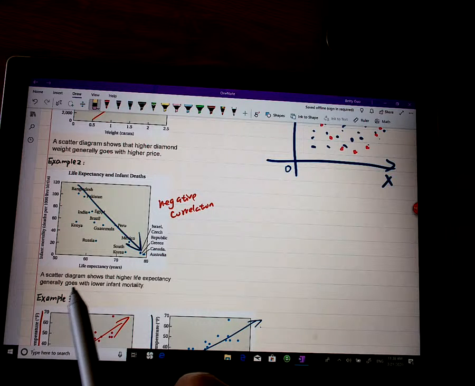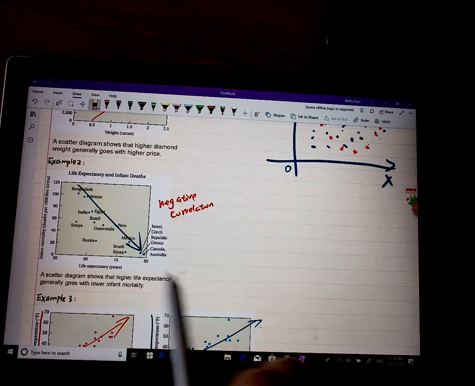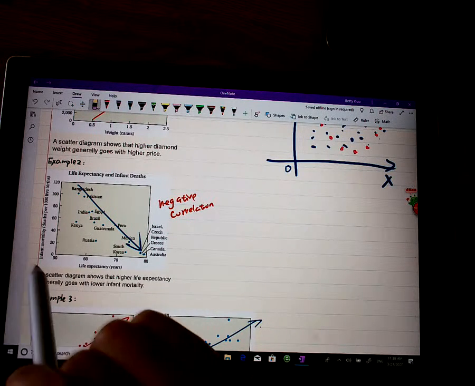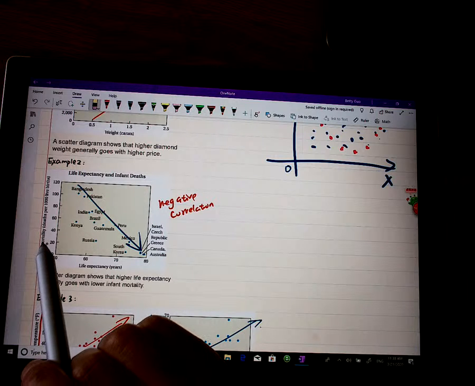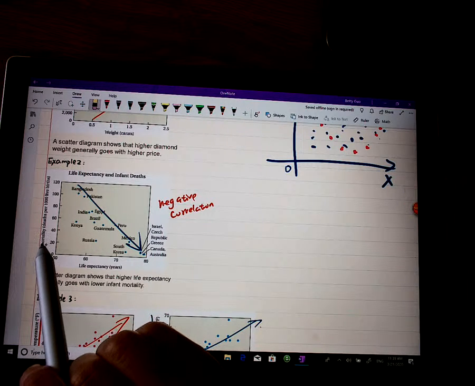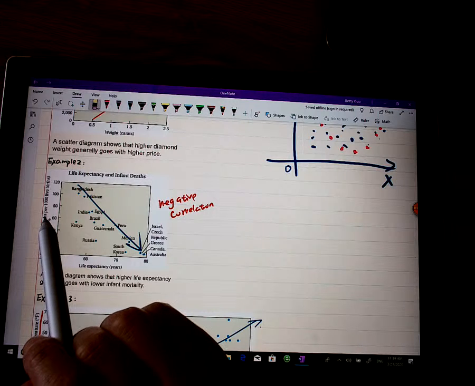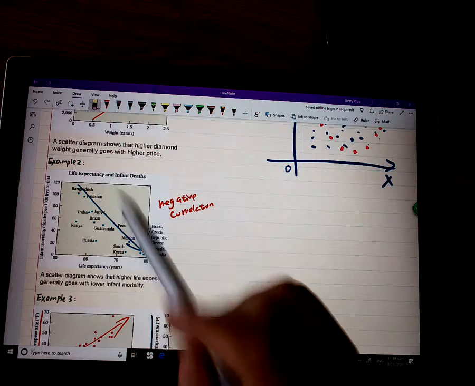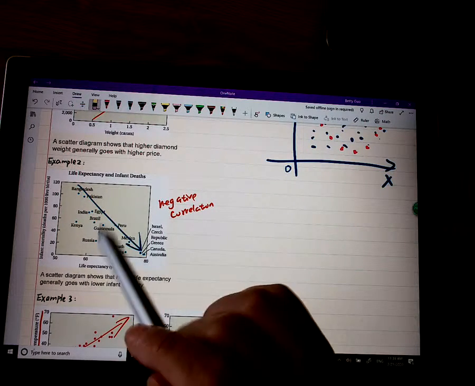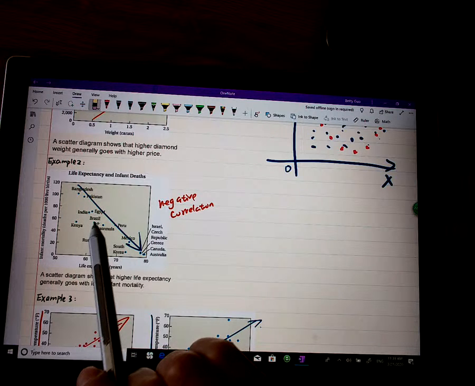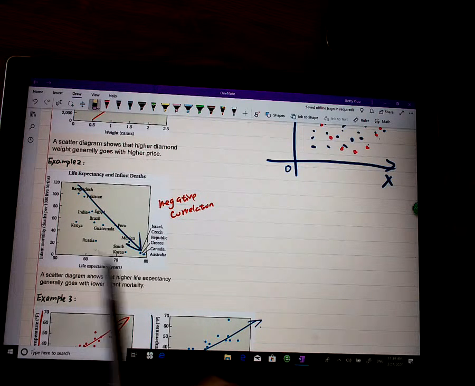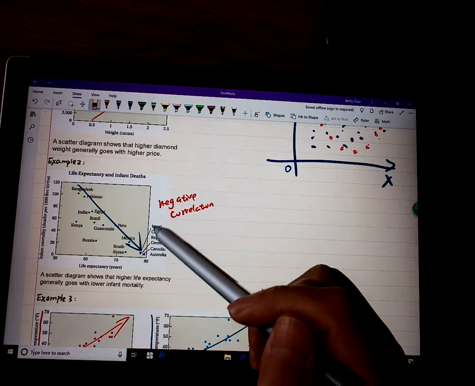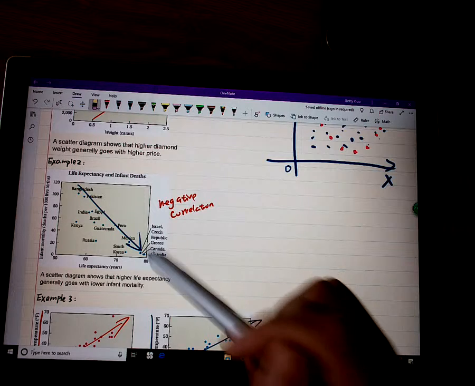Example 2, we have a scatter plot. Let's identify the two variables. Variable x on the x-axis, life expectancy in years. Y-axis, infant mortality, deaths per 1,000 live births. So the sample has a few countries. I see India, Egypt, Kenya, Russia, Mexico, and we have some other countries here, Israel, Australia, and so on, Canada, Greece.